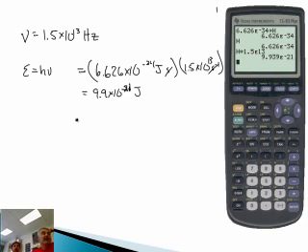Okay, now we've got to find one more thing. We've got to find the frequency, or wavelength, sorry. So let's do C equals lambda nu. So what do I do here? I want to find lambda. So lambda is C over nu.